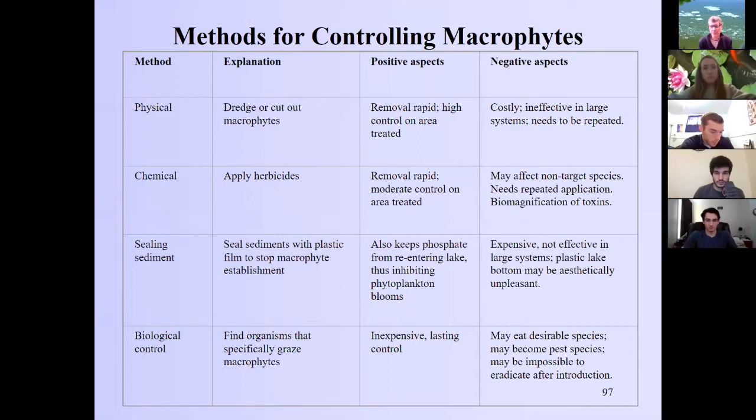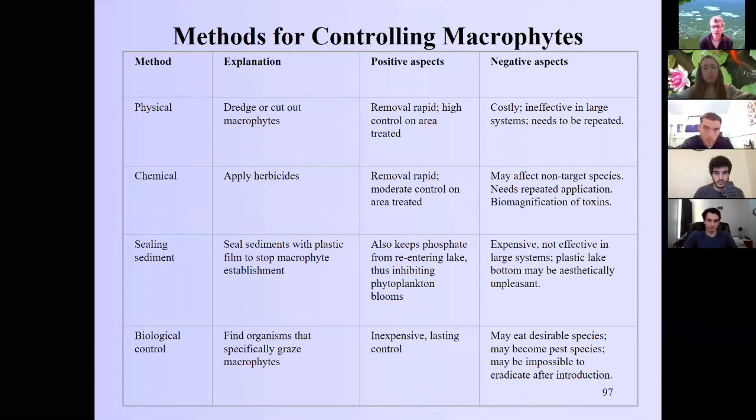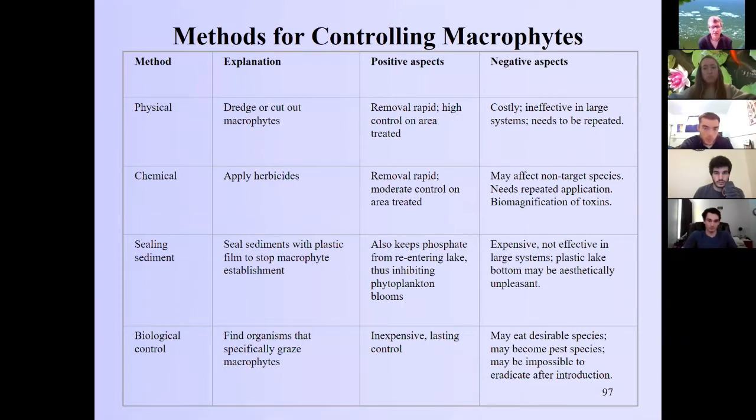You just got to do it every once in a while and maintain it, and then it doesn't take it out. There's a lot of chemical applications, herbicides that can work, and it can affect non-target species. It also needs reapplication, and the toxins can be biomagnified. This can be particularly helpful in areas where you're trying to get rid of all the invasive macrophytes in a lake or something before they spread out. You know, you can just nuke them and they're gone.